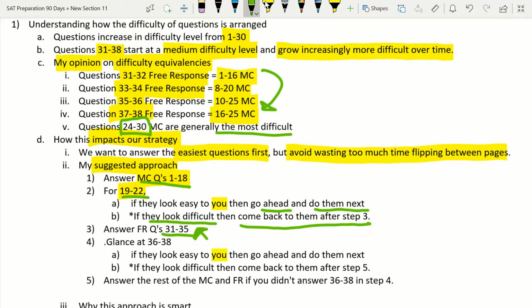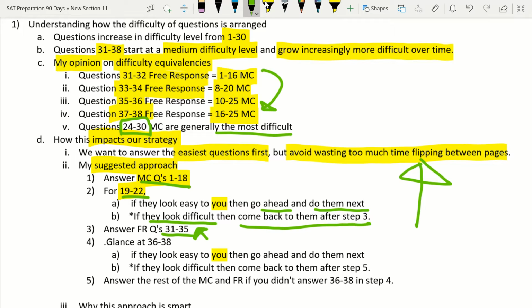Keep in mind that's because questions 23 to 30 are likely to be more difficult than questions 31 to 35. So we want to make sure we're answering those easier questions first, but at the same time, like I said, where this arrow is pointing, we want to avoid wasting too much time by flipping between the free response and multiple choice sections. So this, in my opinion, is the best way to do that.